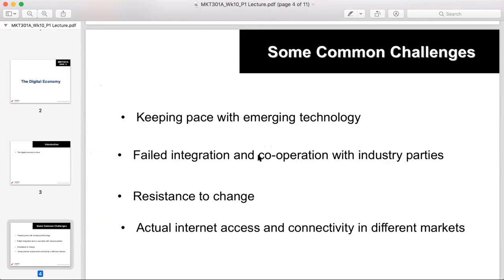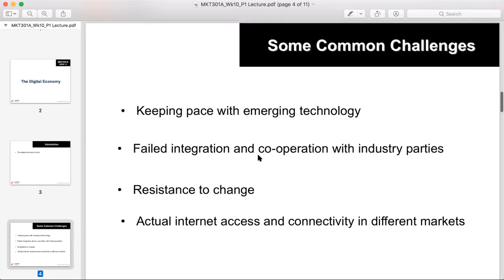Now, from a marketing perspective, digital technologies offer some challenges and also opportunities for us, depending on whether you have got the infrastructure to adopt it or not. Okay, some challenges in here is keeping pace with the emerging technology.